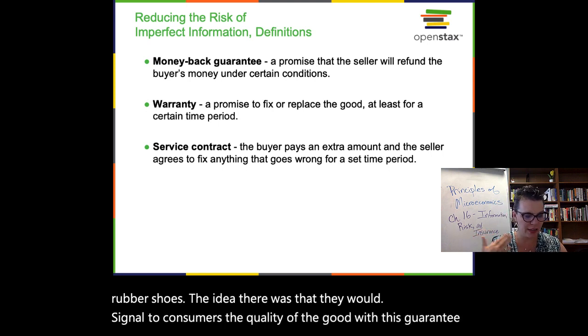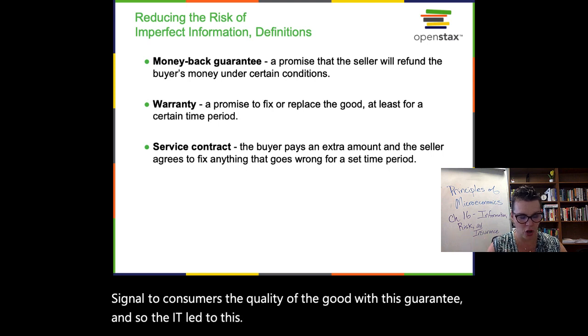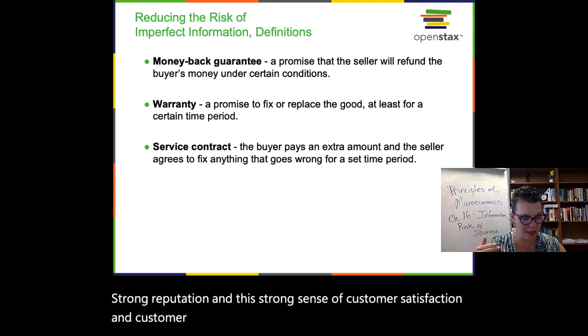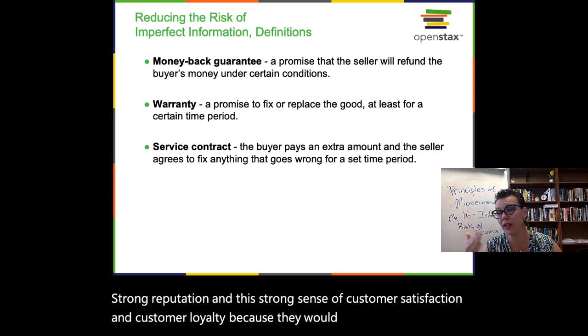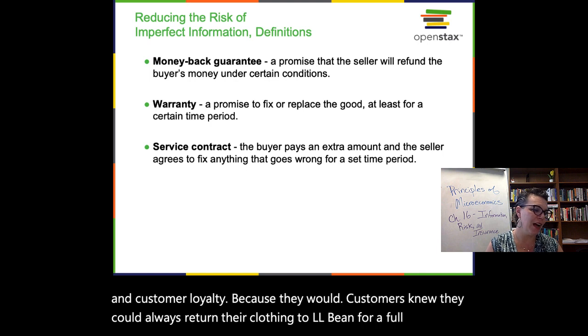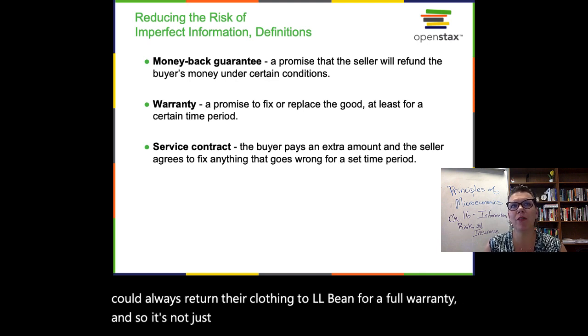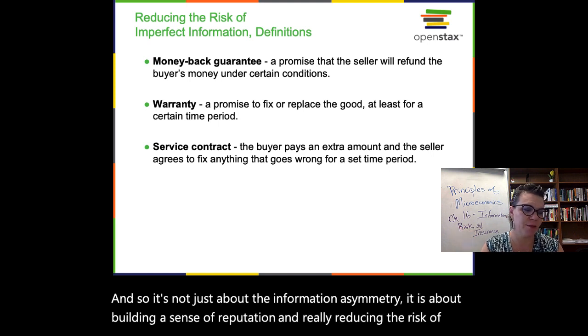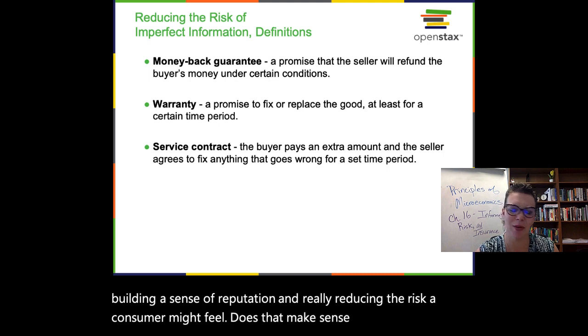And so it led to this strong reputation and this strong sense of customer satisfaction and customer loyalty, because customers knew they could always return their clothing to L.L. Bean for a full warranty. And so it's not just about the information asymmetry. It is about building a sense of reputation and really reducing the risk a consumer might feel. Does that make sense? Okay.